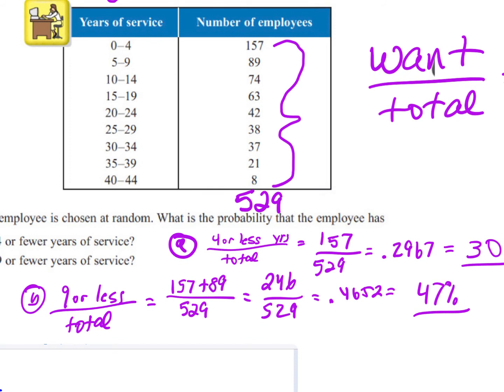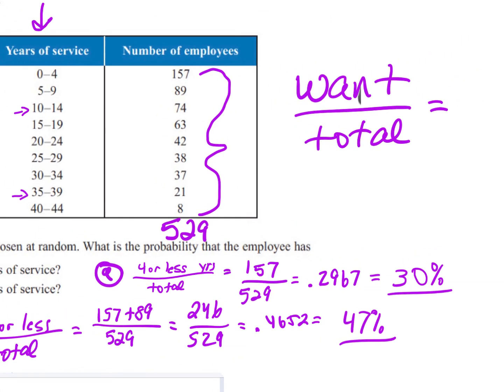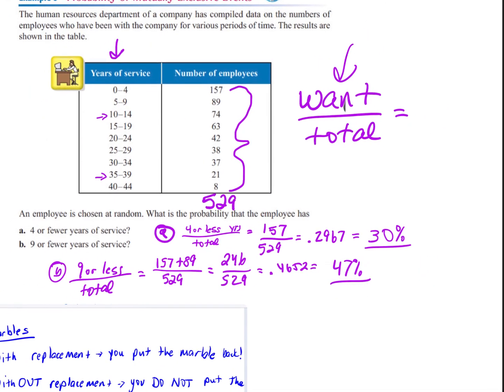What about if they said between 10 years service and 39 years service? What would you do? You just add up all the ones between 10 and 39. Put it over the total. Right? If you guys can remember this right here, probability is what you want over the total. Super duper important.